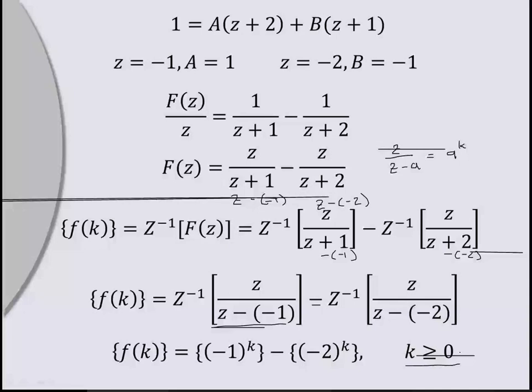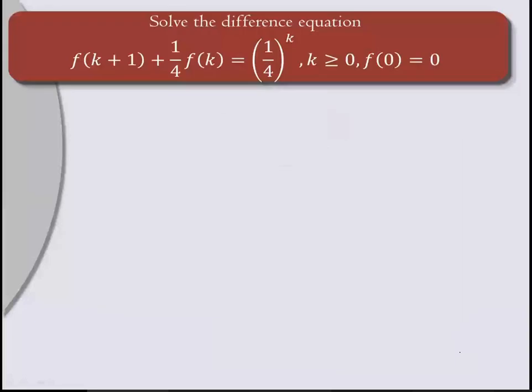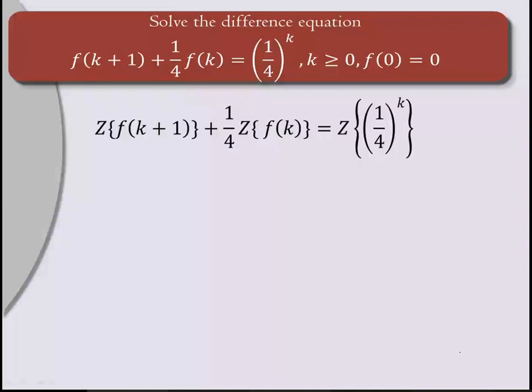The next problem. Solve the difference equation f of k plus 1 plus 1 by 4 into f of k equal to 1 by 4 raised to k for k greater than or equal to 0, and f of 0 is equal to 0. So again take the z transform on both sides. 1 by 4 is a constant, so it will be the z transform of the first term plus 1 by 4 into the z transform of this term, equal to the z transform of 1 by 4 raised to k.